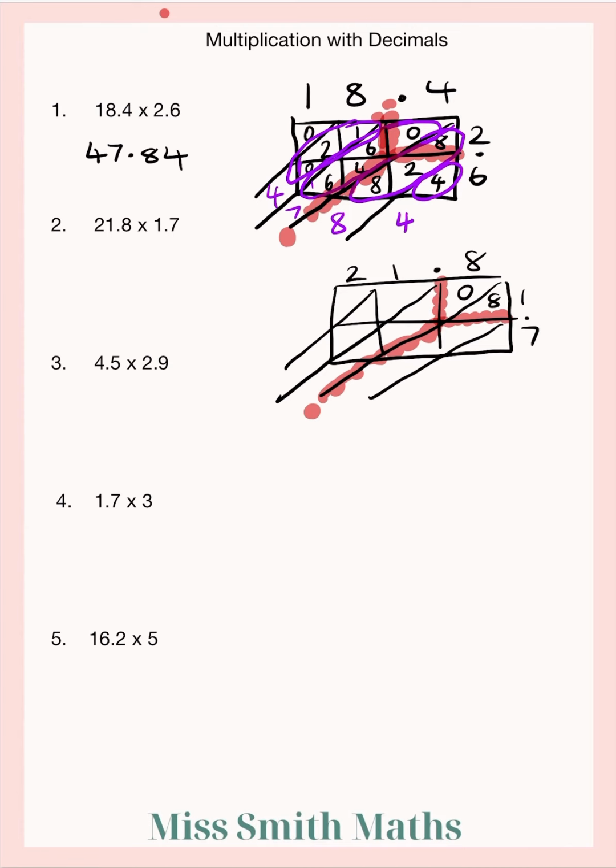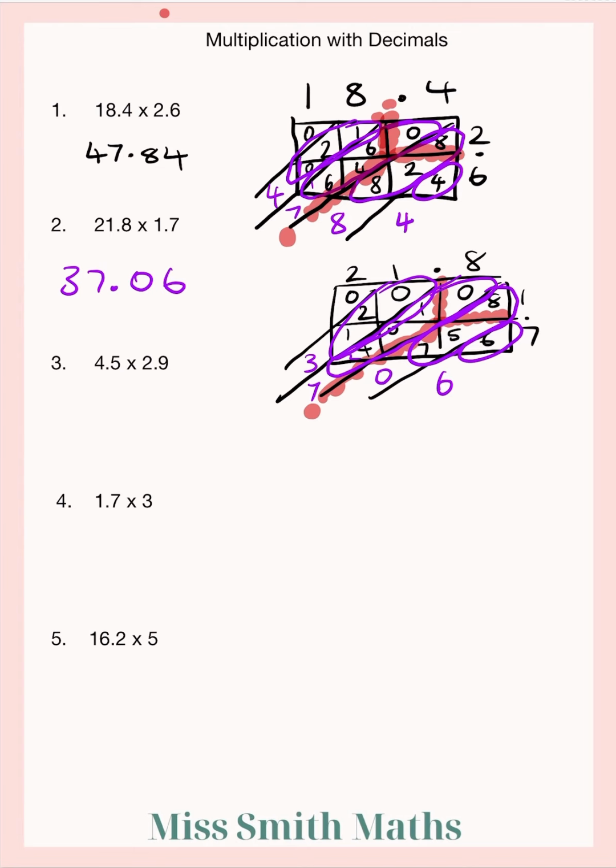So 8 times 1, 1 times 1, 1 times 2, 8 times 7, 56, 1 times 7, and then 2 times 7, 14. So you're going to then add up 6, 8, 5 and 7, 20, 0, 1, 0, 4 and 2, which is 7, and then 3. So your answer for that one will be 37.06.